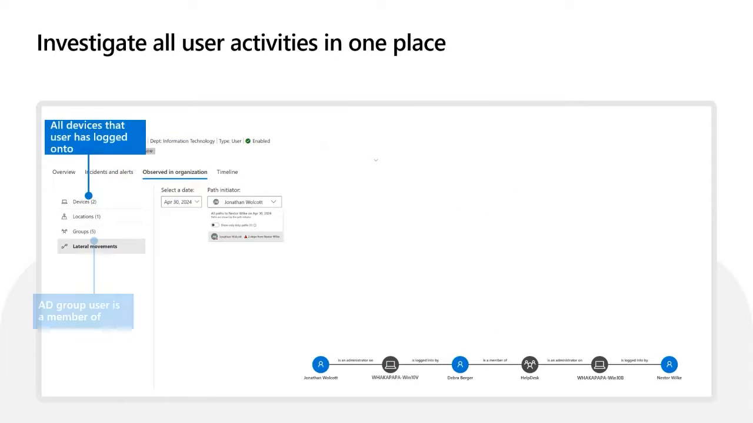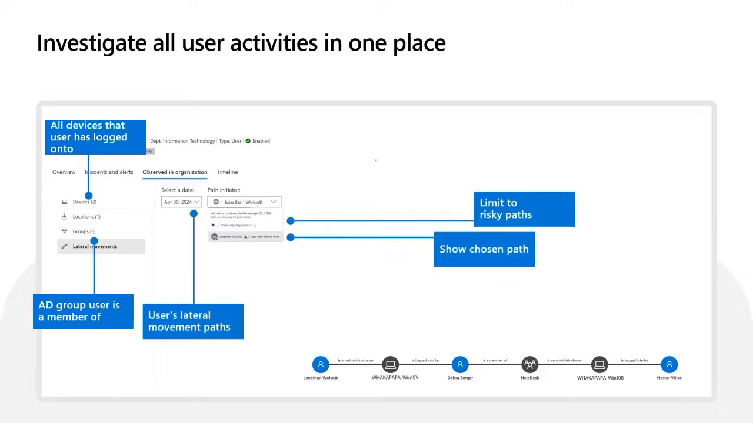We spoke a little bit last week as well about the lateral movement paths, but just to showcase this, because I think it's quite interesting also, within the Observed in Organization tab within the Defender 365 user page, we can see all of the devices that the user might be logged into. We can see the groups that the user is a member of, and that's interesting for us again to understand, are they a privileged user or not? And then we have this lateral movement paths visibility as well.